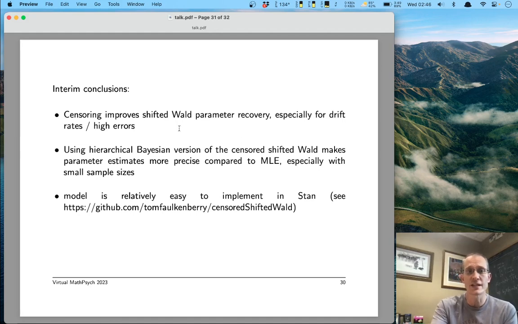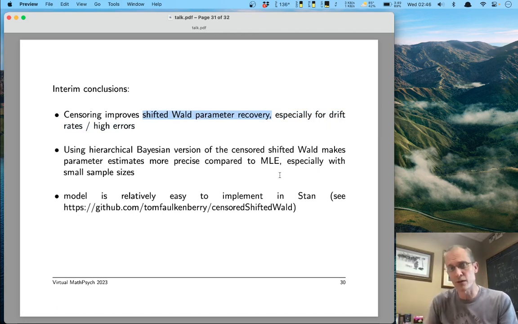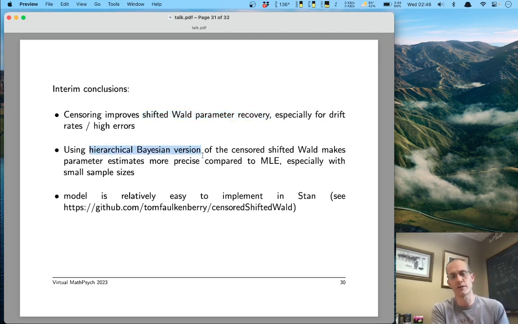Okay. So a lot of stuff there, but we got some interim conclusions to begin working with here. So first of all, censoring does seem to improve the shifted Wald parameter recovery, especially for drift rates, and even more so when the error rate is a little higher. And important to this talk, using the hierarchical Bayesian version of the censored shifted Wald model makes parameter estimates more precise compared to MLE, especially with small sample sizes. So big sample sizes, use what you want, but if you've got small sample sizes, hierarchical Bayes is your friend.